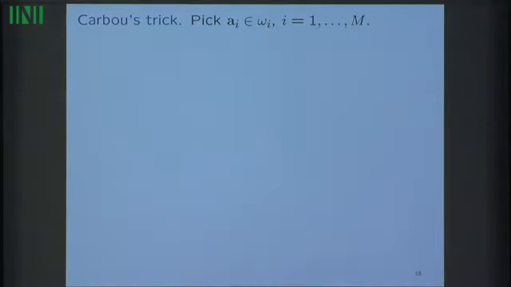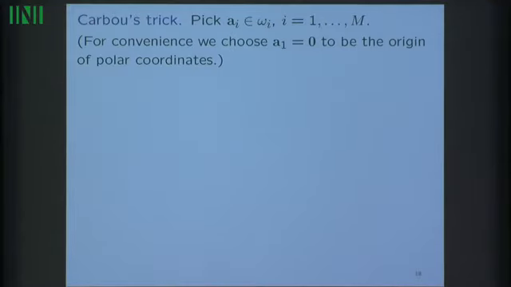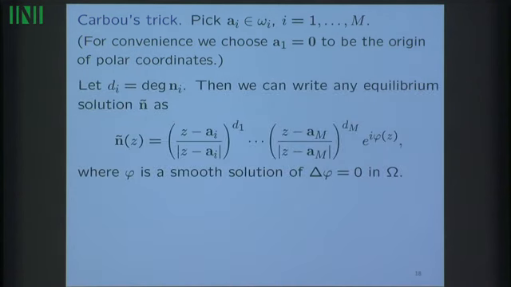Now here's a very interesting trick due to Carbou, which greatly simplifies the analysis of this problem. So pick a point a_i in the interior of each of these regions omega_i. For convenience, you can choose the first one, a_1, to be the origin of polar coordinates, and let d_i be the degree of n_i.